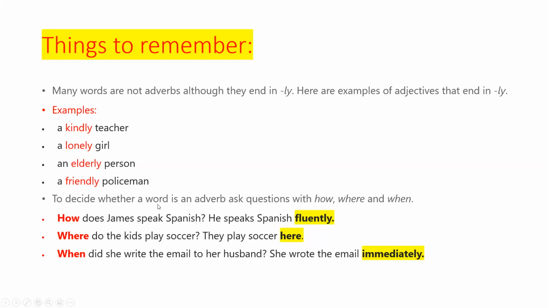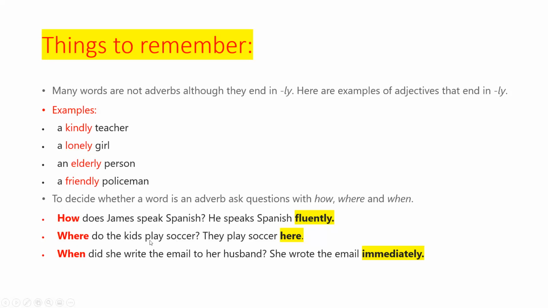To decide whether a word is an adverb, you can ask the question how, where, or when. For example, how does James speak Spanish? He speaks Spanish fluently. Fluently answers the question how.